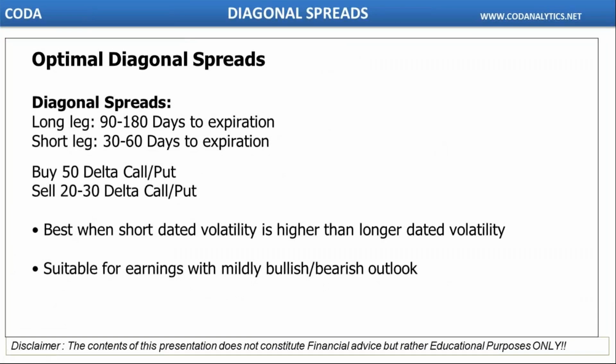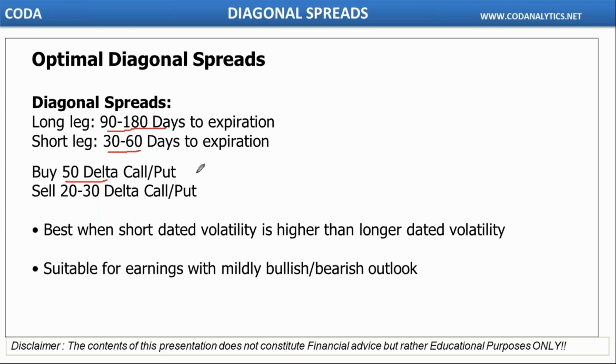So let's look at optimal diagonal spreads. For the optimal diagonal spreads, we are looking at the long leg being 90 to 180 days to expiration, because you're buying the long-term one. Then for the short term, we're looking at 30 to 60 days to expiration. Then for the buy delta, we're looking at 50. And for the sell delta, we're looking at 20 to 30 delta, which can be a call or a put, as we're going to see shortly.